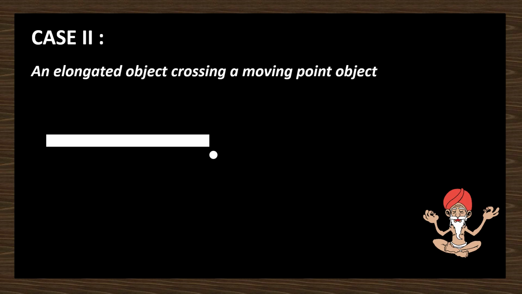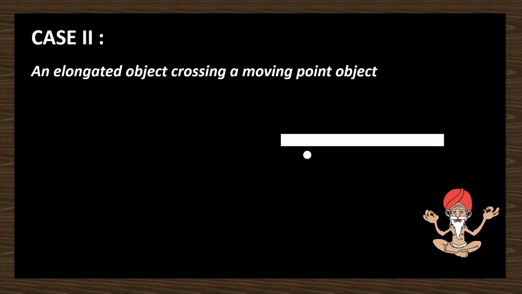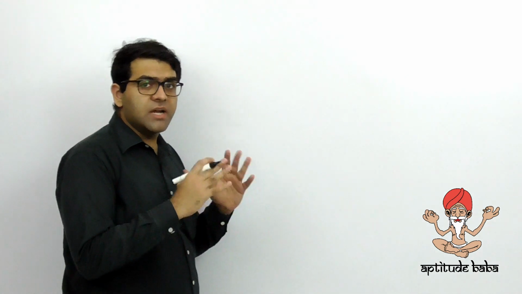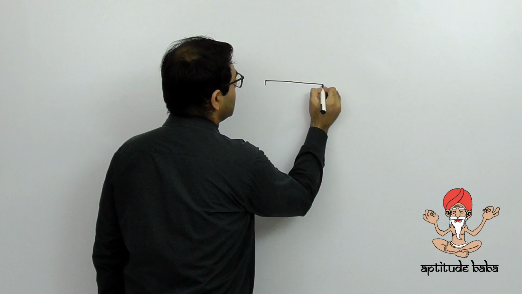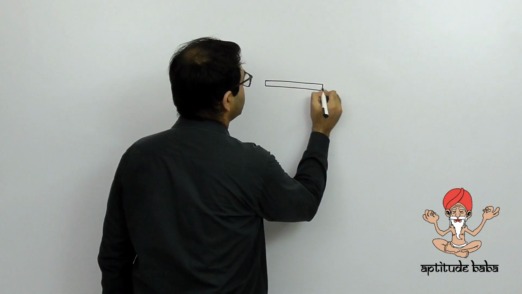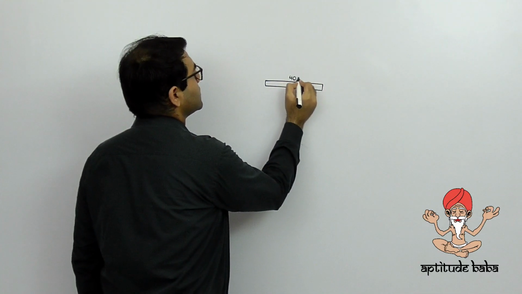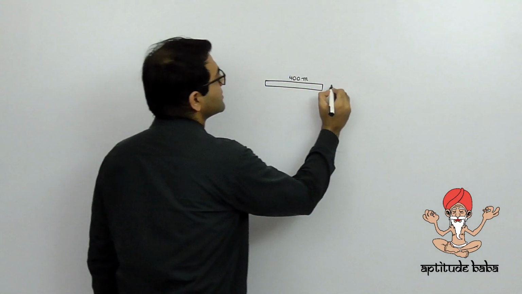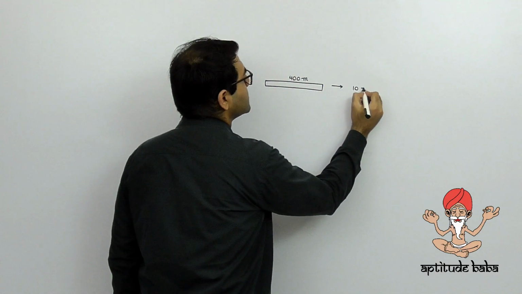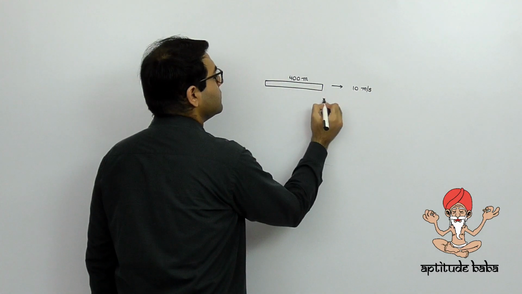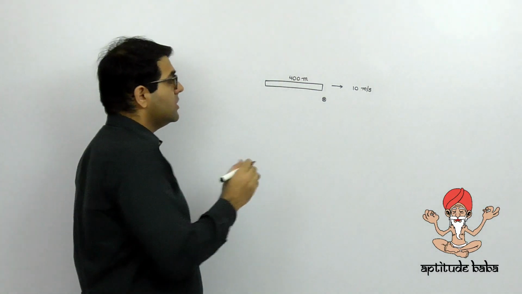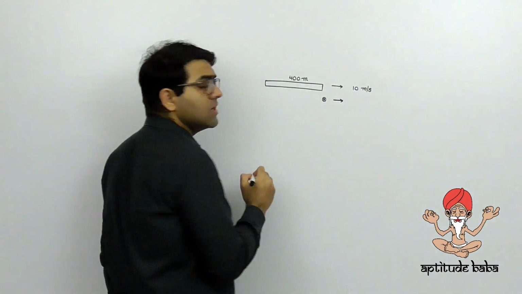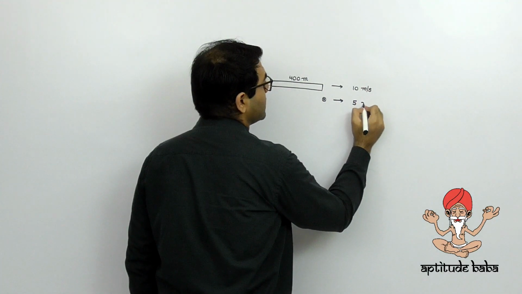The second case that we have here is that of an elongated object crossing a moving point object. Let us again understand this case by taking an example. We have an elongated object. Let's say we have got a train and the length of the train has been given to me as 400 meters. So basically मैं पिछले केस को ही further expand कर रहा हूँ. So 400 meters का train है which is moving at a speed of 10 meters per second, and along with this train we have a point object. But unlike case 1, in case 2, the point object is in itself moving, let us say at a speed of 5 meters per second.